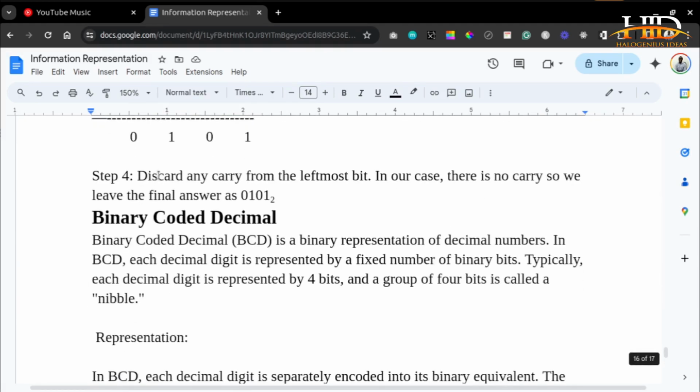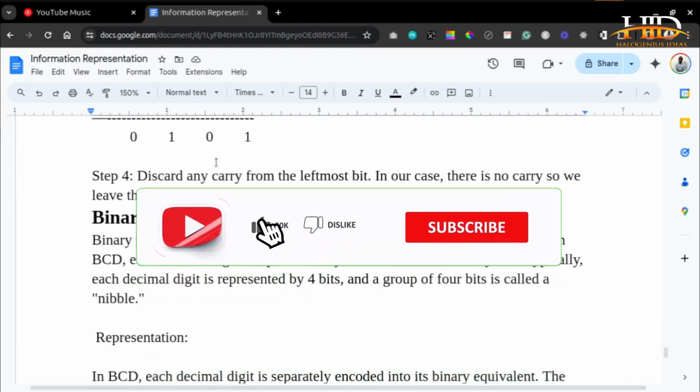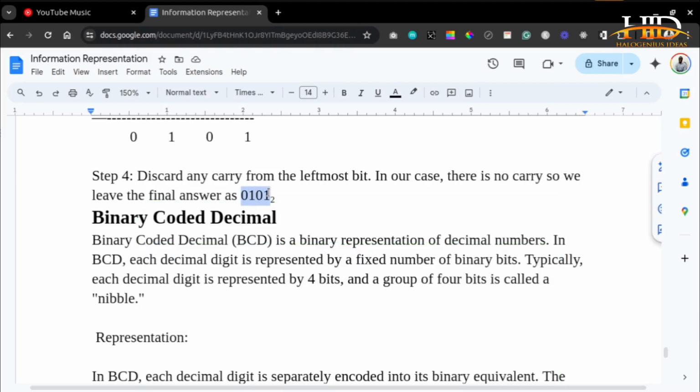So any carry from the leftmost bit, like if you have 1 at the beginning here, you can just discard it. So since there is no carry in our own case, you can leave the final answer as this. Alright. So that will be all for the conversion of numbers.